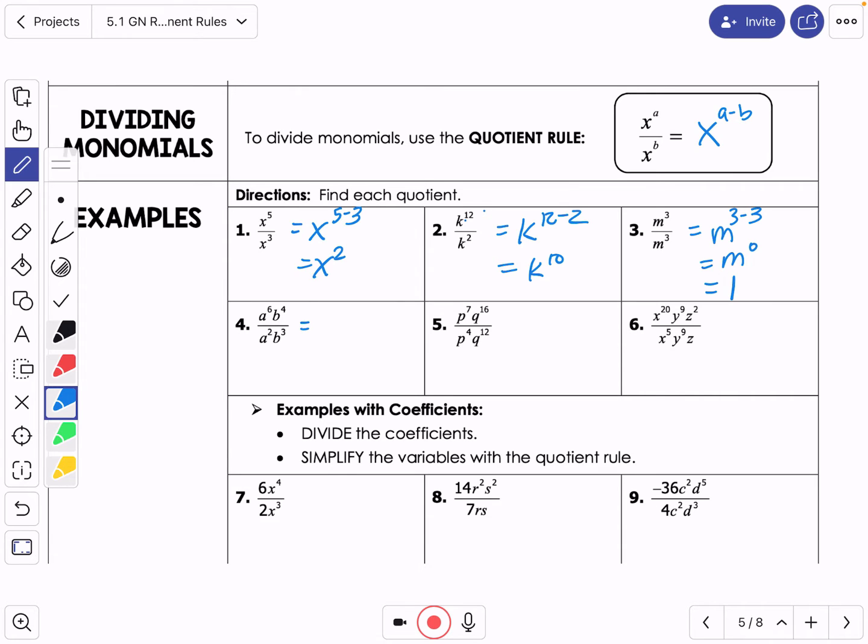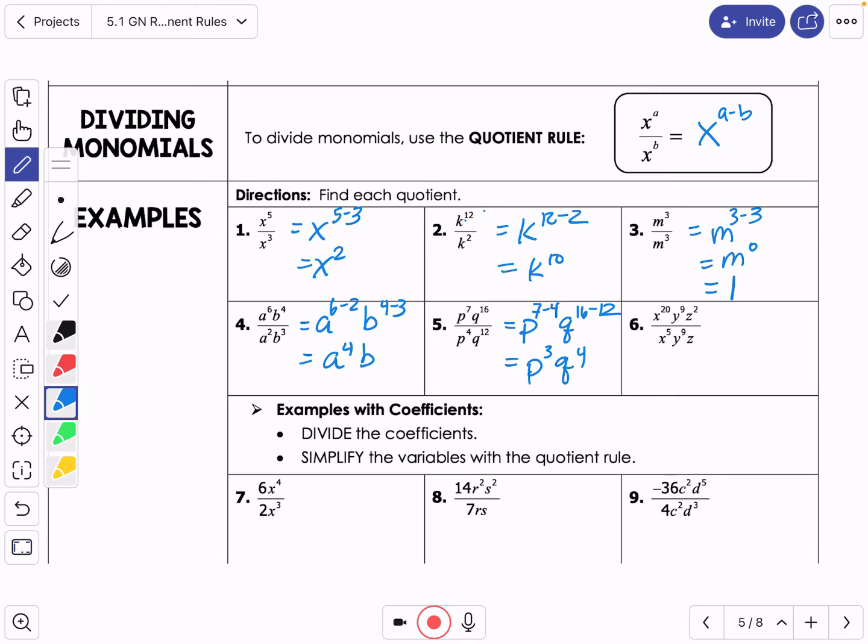And so this first one becomes a raised to the 6 minus 2 times b raised to the 4 minus 3, or a raised to the 4th times b raised to the 1. My next example becomes p raised to the 7 minus 4 times q raised to the 16 minus 12. So this is p raised to the third times q raised to the 4th.